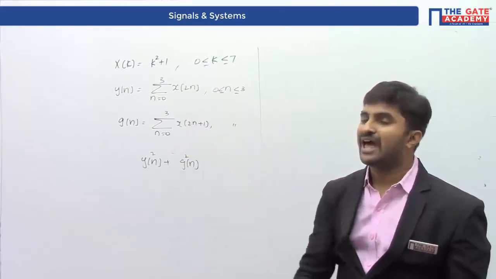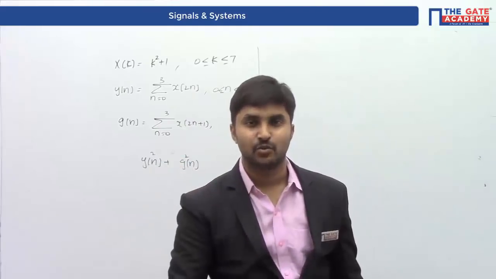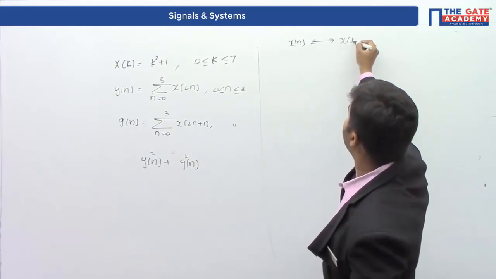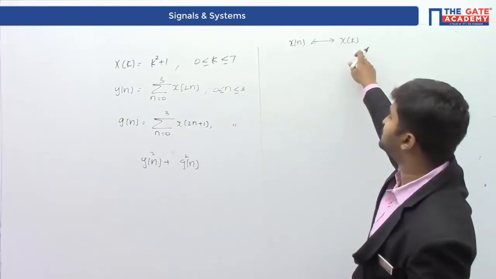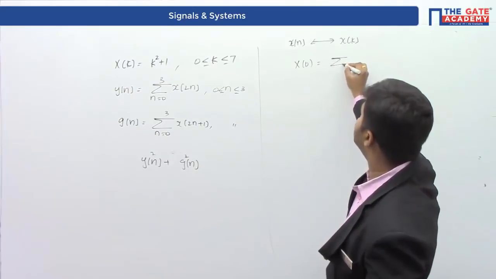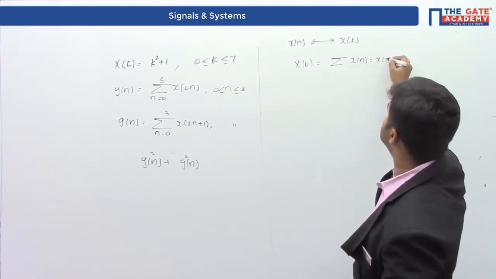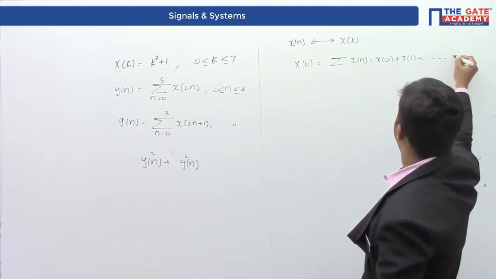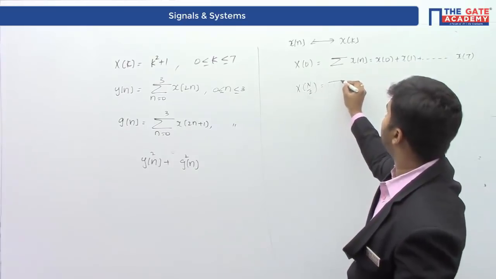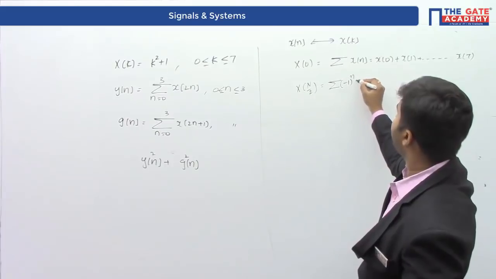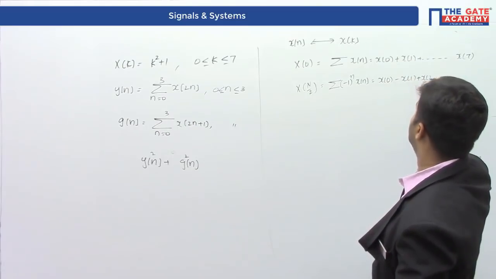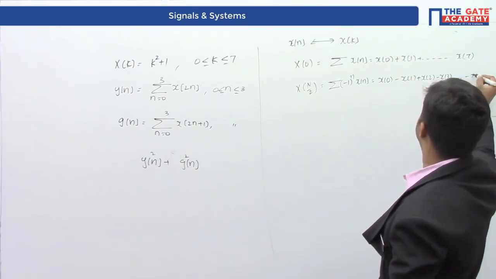Now it's a very interesting question, again based on the important properties that we discussed in the class. If x of n has the DFT pair capital X of k, then capital X of 0 is going to be the summation of all the samples of x of n, which is x of 0 plus x of 1 plus so on up to x of 7. Capital X of N by 2 will be the summation of minus 1 power n times x of n, which is x of 0 minus x of 1 plus x of 2 minus x of 3 plus so on, minus x of 7.